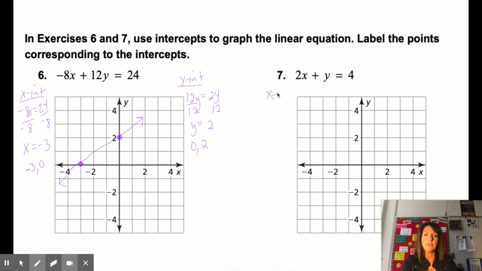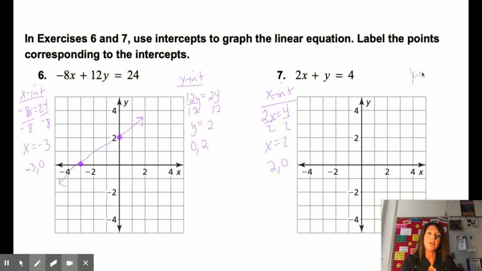If we do the x-intercept right here, we're solving 2x equals 4. And hopefully you remember how I got here, because I'm substituting in 0 here. So I'm dividing by 2. X is equal to 2, and that represents the point 2, 0, because I substituted in 0 for this y.